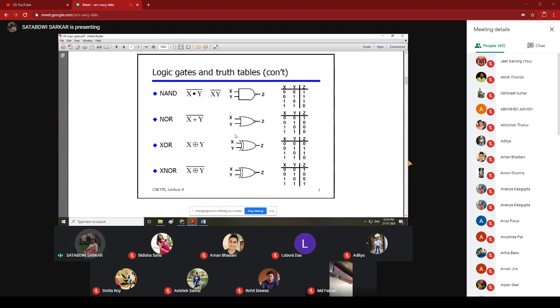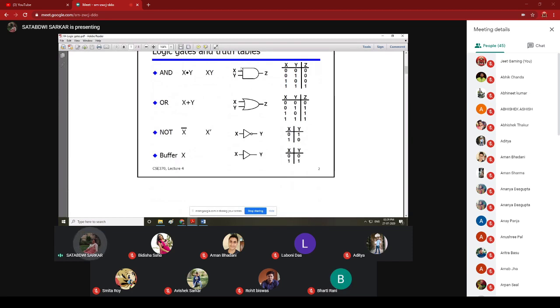So if we are getting the output x into y from an AND gate, then in the NAND gate we will get x into y complement. So here you can see x dot y, and there is a bar or complement sign over it. So it is the complemented output of x into y, that is the complement of the AND gate. It is quite like the AND gate, but there is a bubble sign here, so it is called the NAND gate.